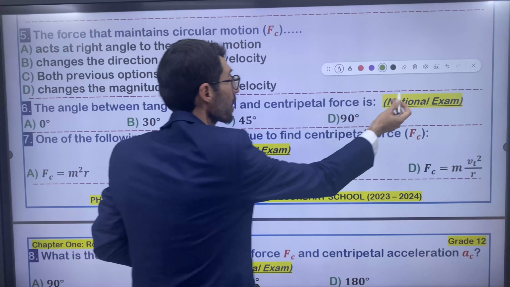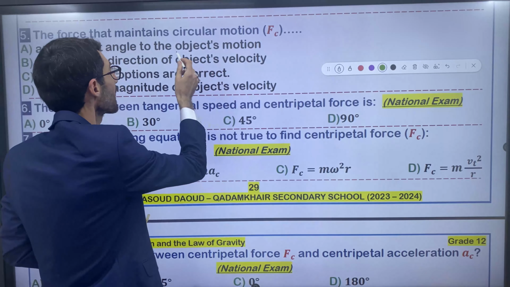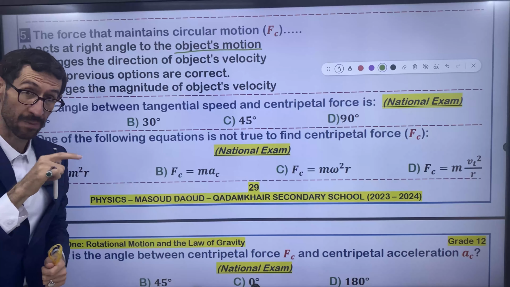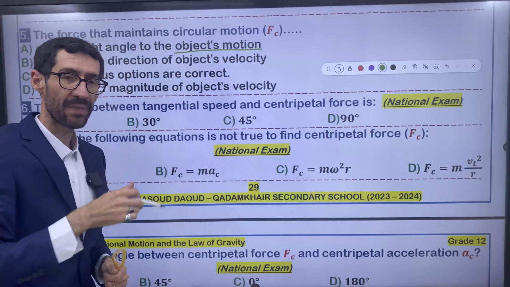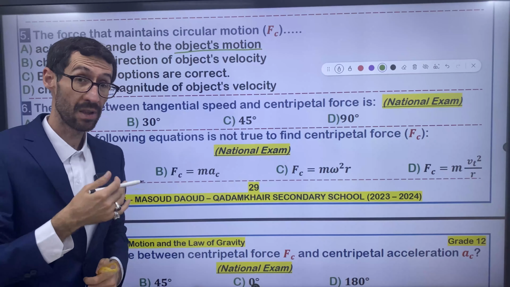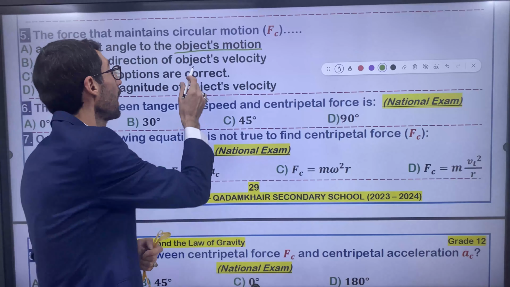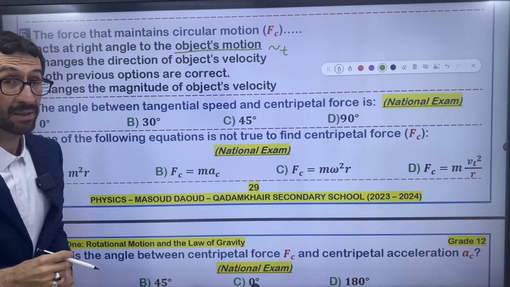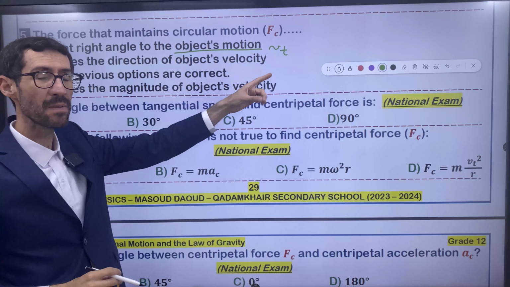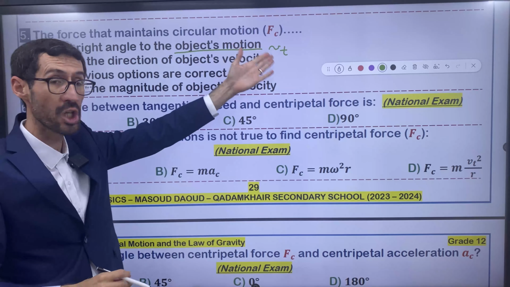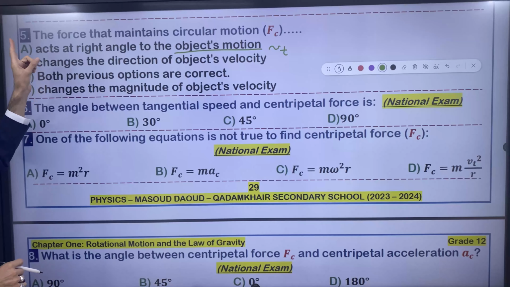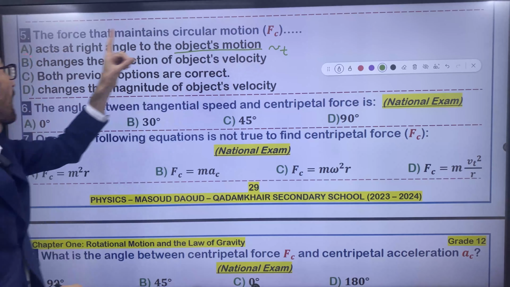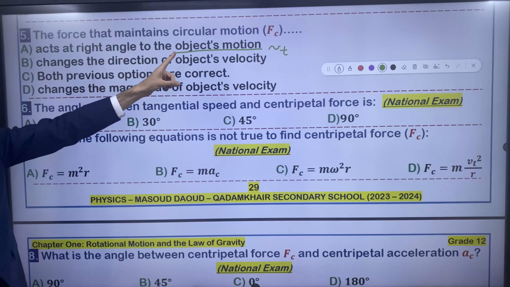And object's motion, let me add one more note for you. Object's motion means whenever you hear the word motion in this chapter, and let's say in the next chapter, chapters 1 and 2, motion means Vt, tangential velocity, right? Keep in mind that object's motion means linear velocity, means tangential velocity. So the force that maintains circular motion means Fc, right? Fc acts at right angle to the Vt.